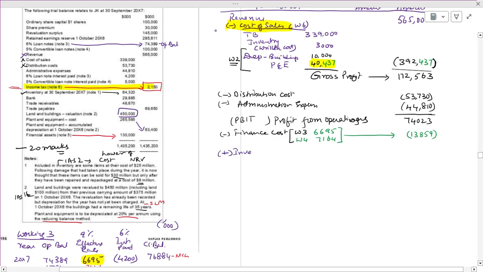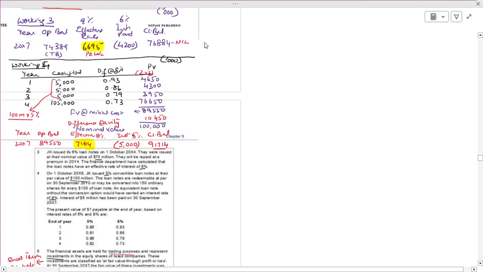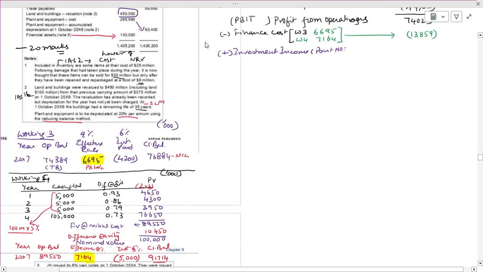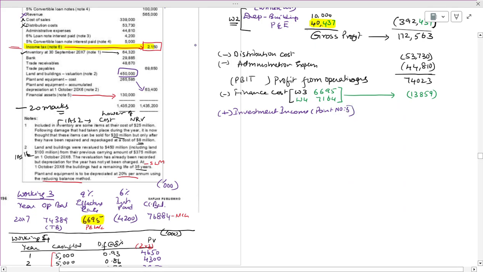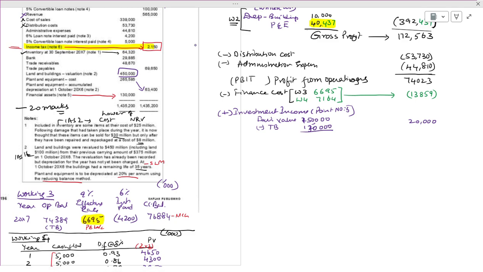Add investment income. Which one? Point number 5, investment. Okay. Is it right? Fair value is how much? 150. Is it right? Fair value is 150. As per trial balance is how much? 130. Gain is how much? 20,000. Are you clear about this? Fine. Now you do it.